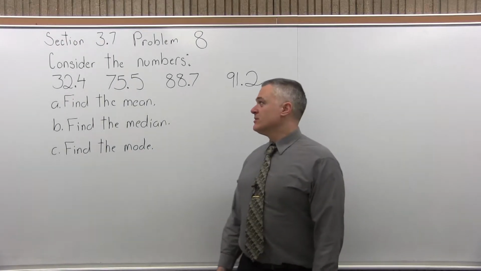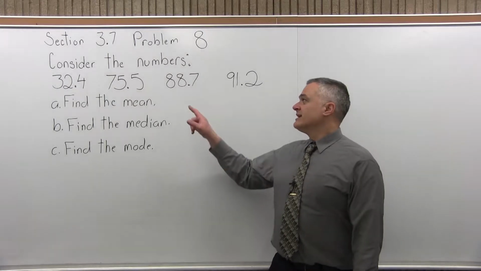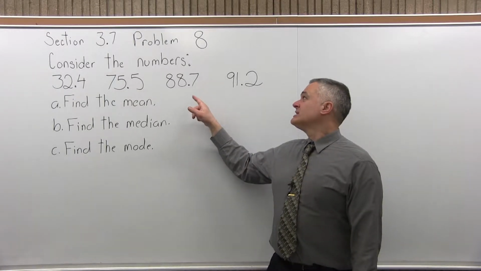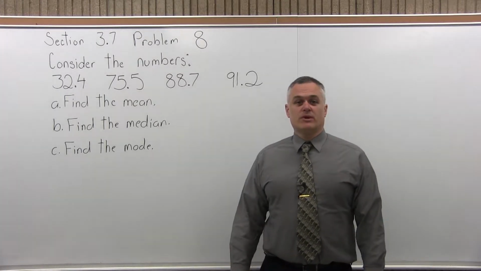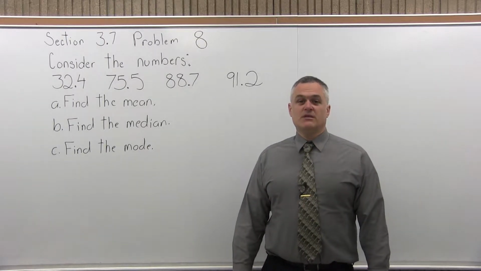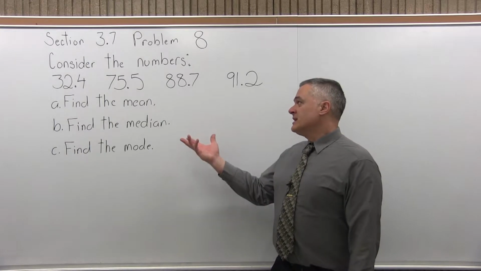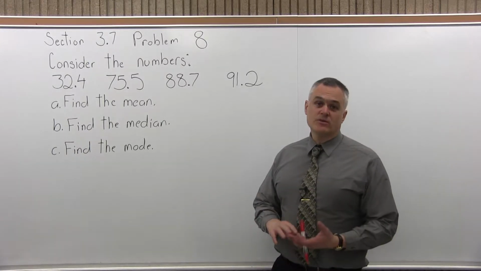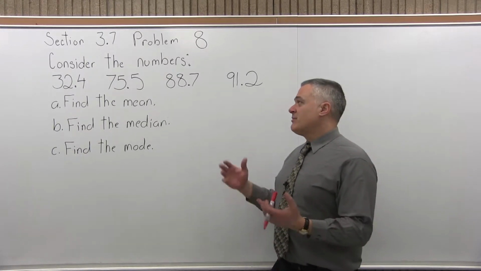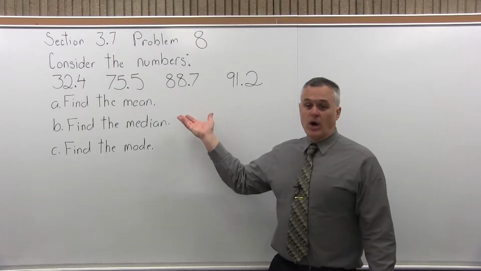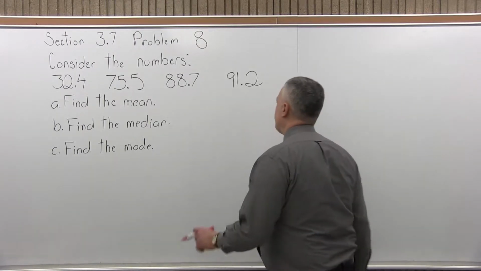It says consider the numbers 32.4, 75.5, 88.7, and 91.2. Find the mean, find the median, and find the mode. So first the mean. For the mean, what we have to do is add them together and divide by how many numbers are in the list, in this case 4, and see what we get.